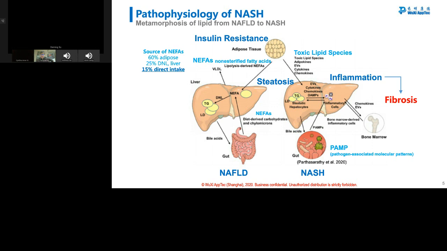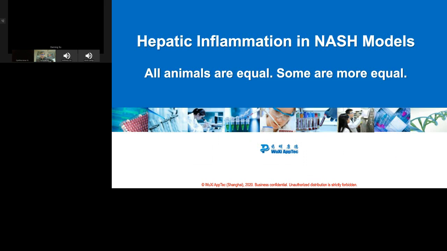Well, let's take a look at the information in the different animal models of NASH. So I was reminded of the Orwellian observation that all animals are equal, but some are more equal. So the question really is, are the inflammatory processes in different animal models the same or different? So this is the question we'll try to address.